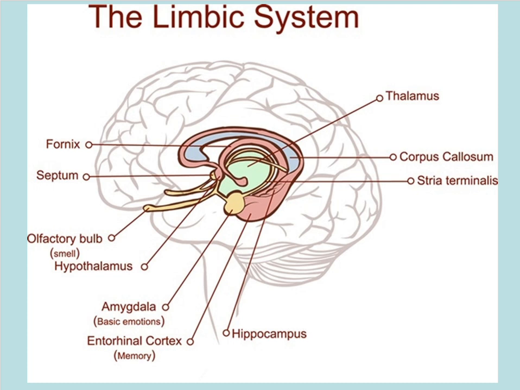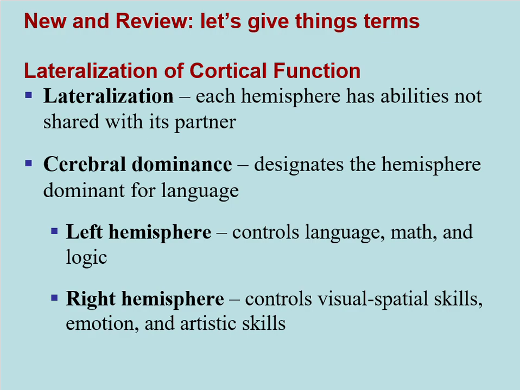Here you can see highlighted areas in the central area. This makes up parts of the cerebrum and parts of the diencephalon. And these are structures of the limbic system or emotional brain that communicate with the limbic association area. Now, before we move on, let's do some review.